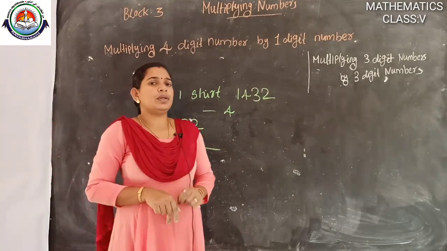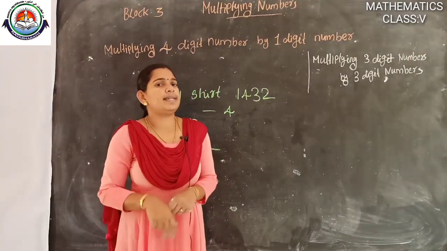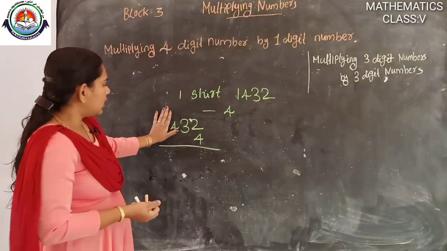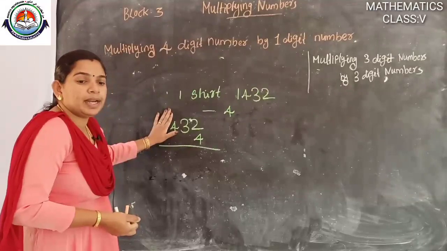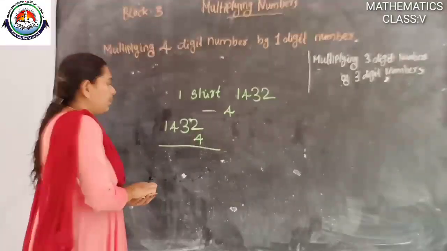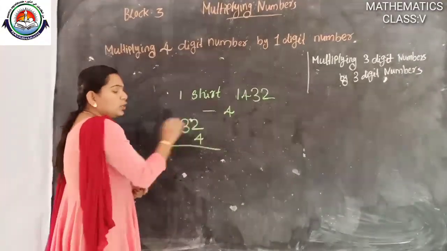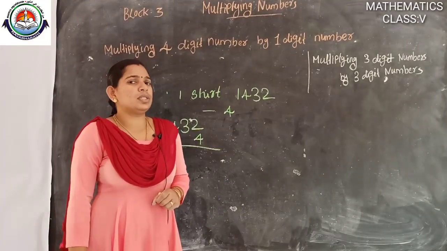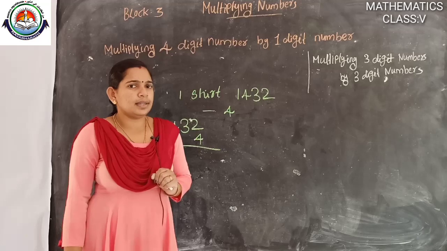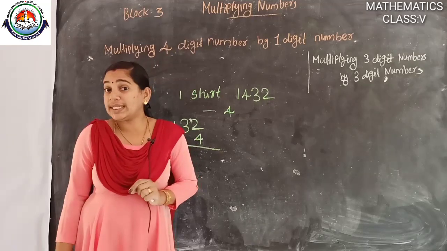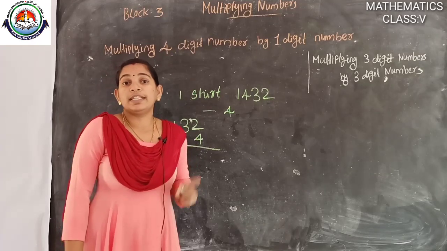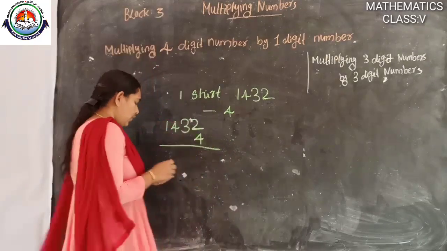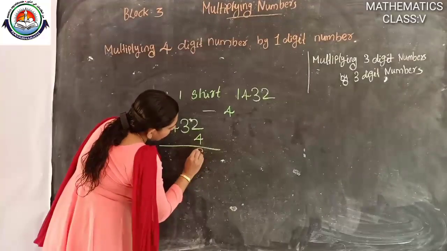Then what do we do? You already know that. You already studied how to multiply a 3-digit number. Suppose that here there is no 1. Then what do we do? 4 into 2. What is the value of 4 into 2? Who says 6? 4 plus 2 is 6, but not 4 into 2. What is the value of 4 into 2? Yes, 8. So we write 8 here.